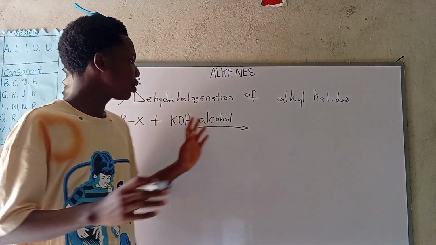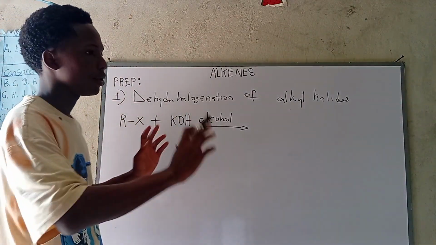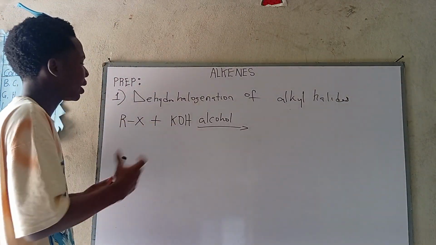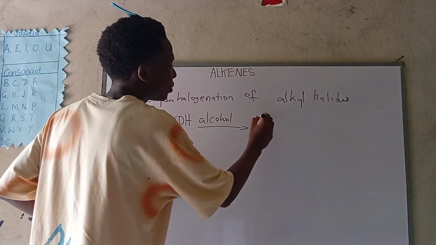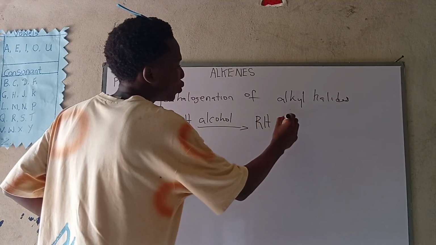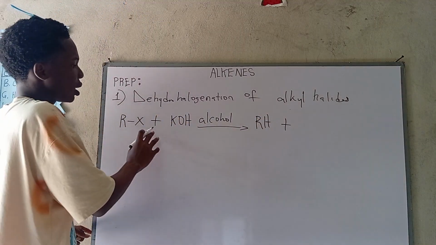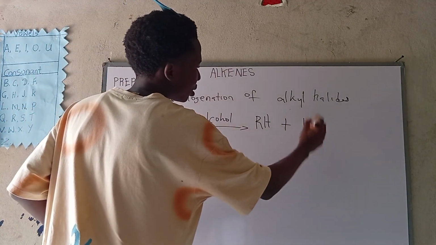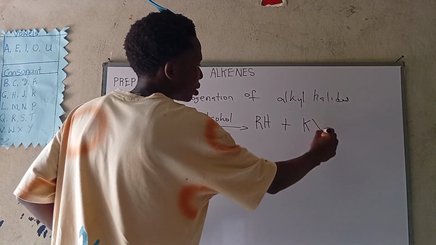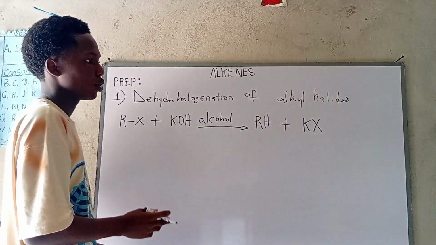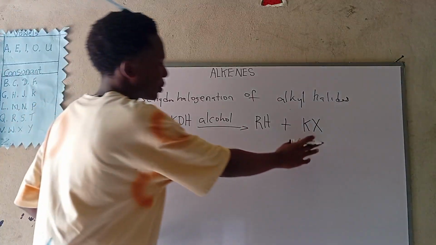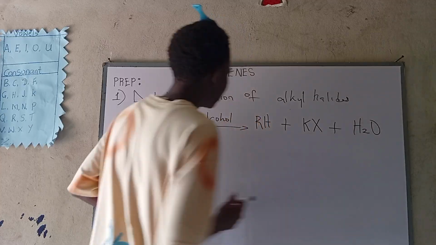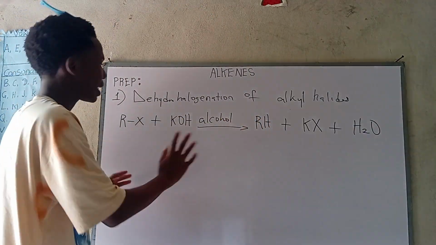Now, the reaction is very simple. It's a displacement reaction that is going to happen. If these two react, they are going to form an alkene. Another compound is going to form here: potassium halide. And finally we are going to have water. This is what the general formula looks like. It's as simple as that.